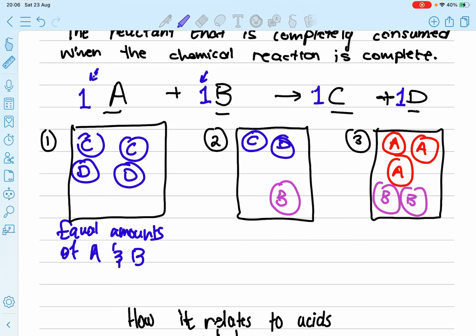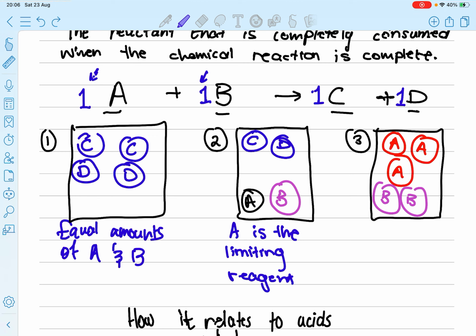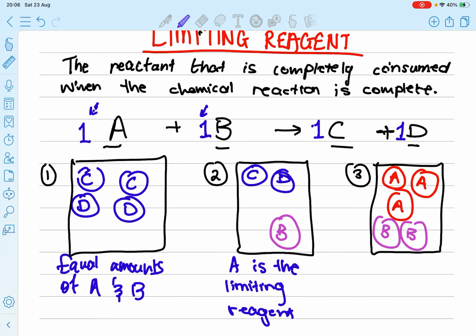So what does this tell us? This now tells us that A is the limiting reagent. The way that I like to think about it is that A limits the reaction, right? This reaction could continue if we had another A mole. A would react with B and then form C and D, but we cannot. We only have 1 B mole left. A is gone, and therefore we say A is the limiting reagent. It limits our reaction. It is the reactant that is completely consumed when the chemical reaction is complete. Like, it literally just ends the whole reaction. It limits it from continuing.